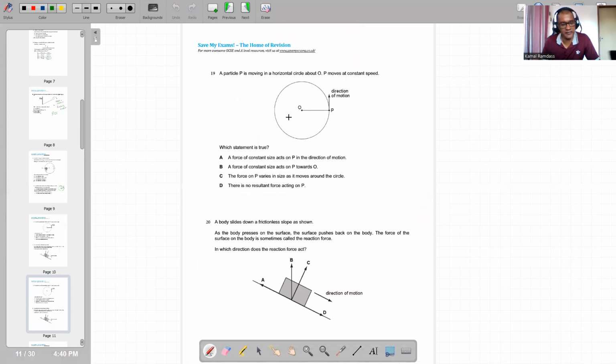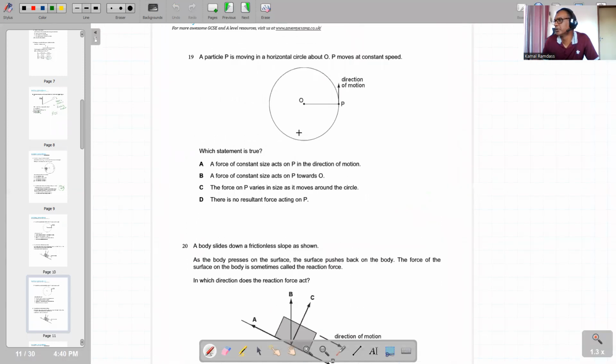A particle P is moving in a horizontal circle about O. P moves at constant speed. Which statement is true? A force of constant size acts on P in the direction of the motion. No. A force of constant size acts on P towards O. Yes. The force on P varies in size as it moves out. No. There is no resultant force. Non. La réponse est B.